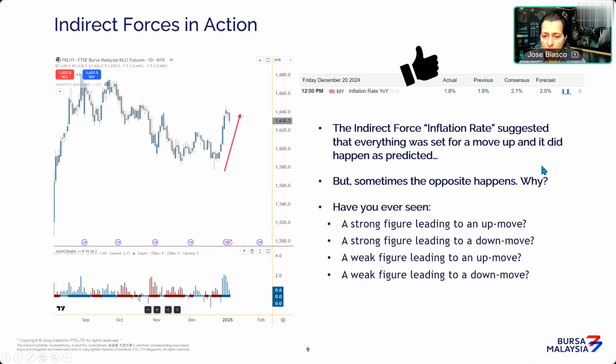I'm sure you have seen, if you trade the markets for a while, and again, I assume that some of you are new to trading, so everybody may not have seen this before, but if you have traded for a while, and please comment on the chat box, feel free to comment yes or no, if you have seen this or not. Sometimes you have a good number and the markets go up. Sometimes you have a good number and the market goes down. Sometimes you have a bad number and the market goes up. Sometimes you have a bad number and the market goes down. And it's like, what just happened here, right?